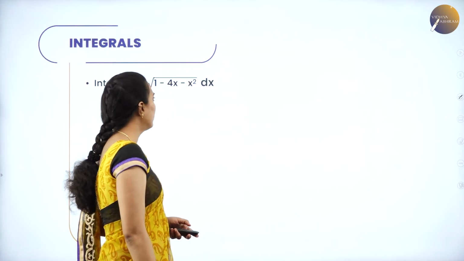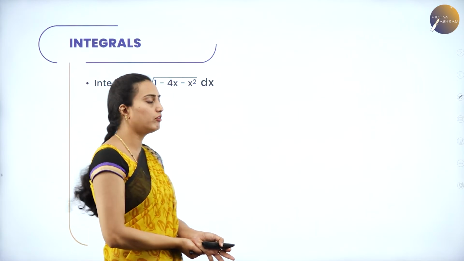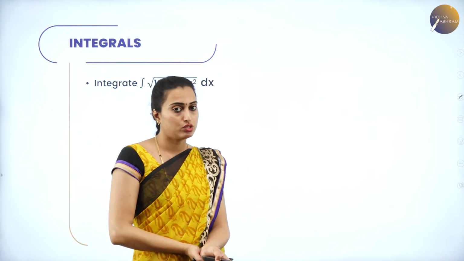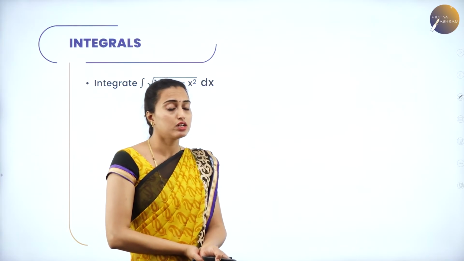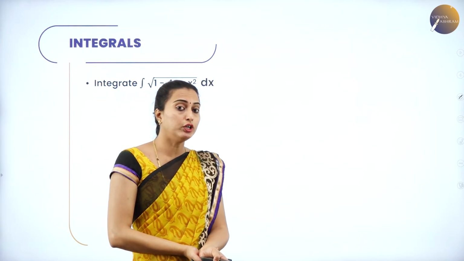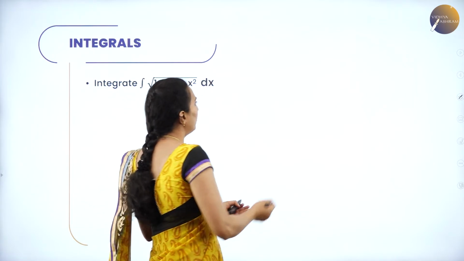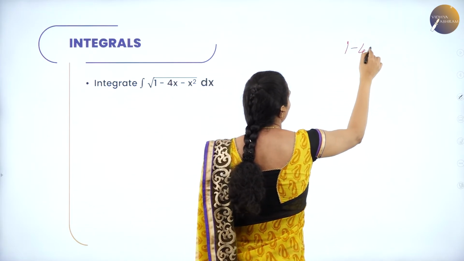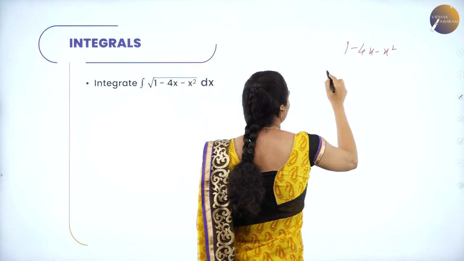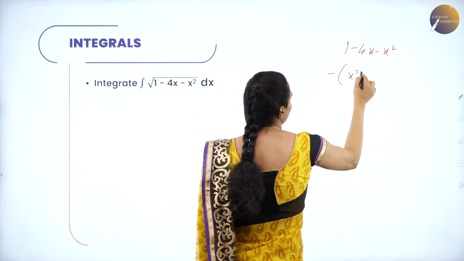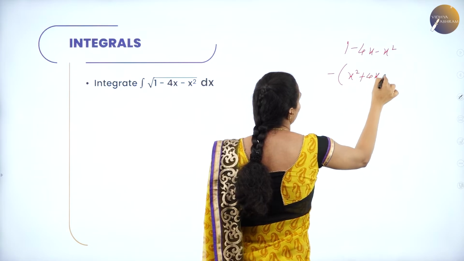Now we'll be moving on to the next problem. What they've asked: integrate 1 minus 4x minus x squared. Now you have to make the coefficient of x squared equal to 1 and then check the coefficient of x. Let me write whatever is given, 1 minus 4x minus x squared. Now taking the minus sign common, you are getting x squared plus 4x minus 1, isn't it?